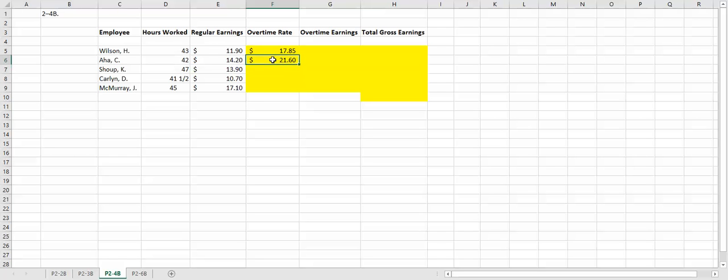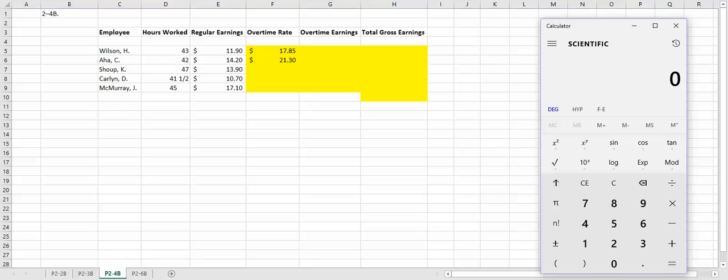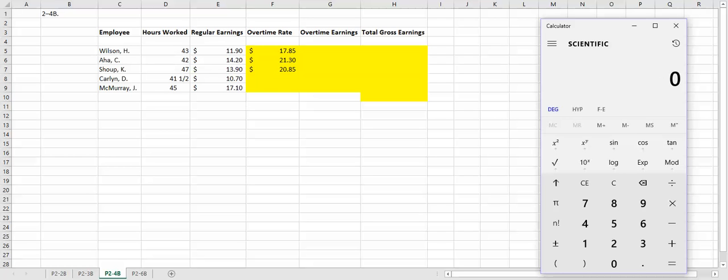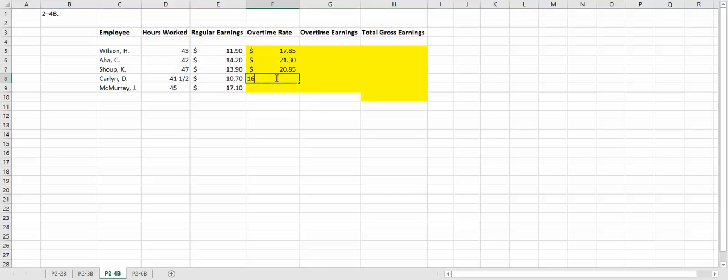Oops, it's 21.3. And again, you're just going to do the same step to calculate overtime rate. 13.9 times 1.5. And then once we get the overtime rates calculated, we're going to figure out how much they get for the overtime.